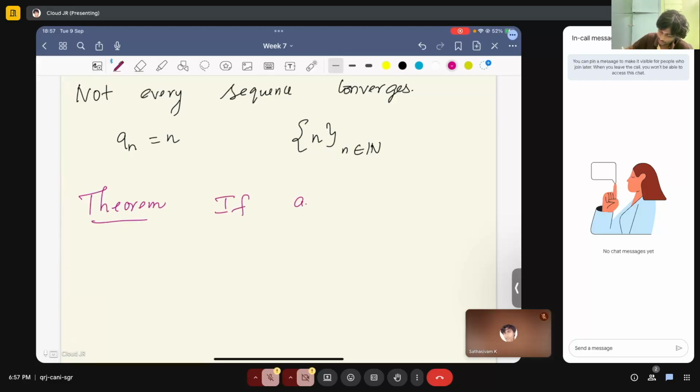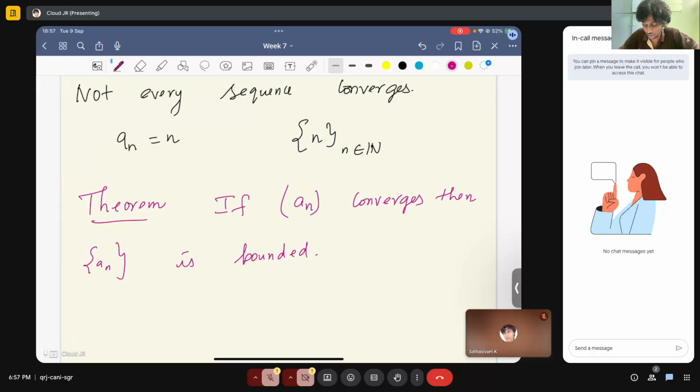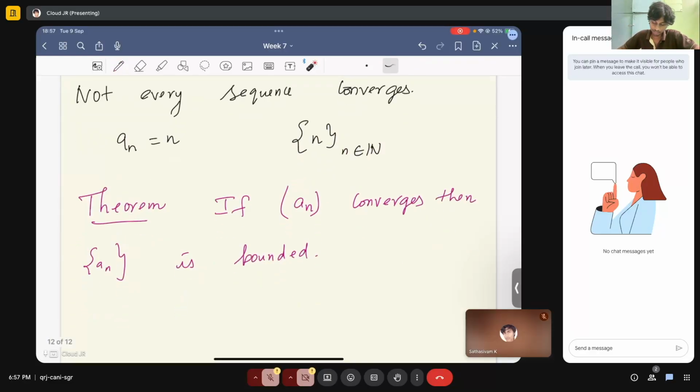If a_n converges, then the set {a_n} is bounded. Okay, the set {a_n} is bounded. I will come back and say what I mean by bounded, etc. But let's proceed with our examples.